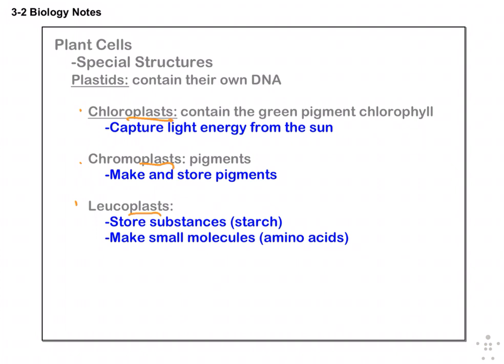Chromoplasts would then be any other color. So like a red rose produces a red pigment to make its petals red. That red pigment is produced by chromoplasts. Leucoplasts then store starches, and they will make some small molecules like amino acids.